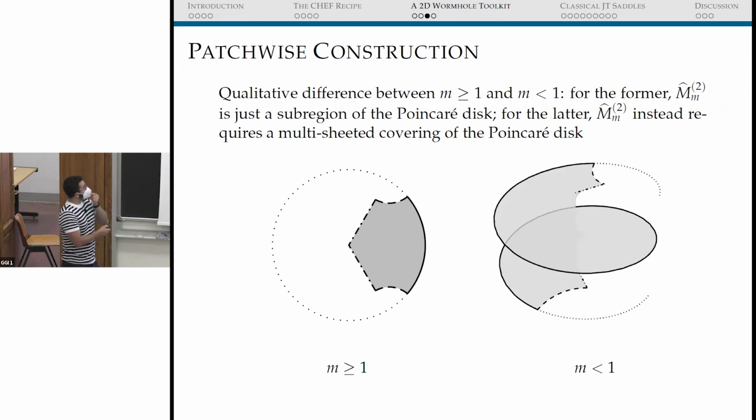And so in general, for handling m smaller than 1, we're going to consider a multi-sheeted Riemann surface. And in the limit m goes to 0, you would consider infinitely many sheets, right? And that's fine. You just don't run around the circle here.